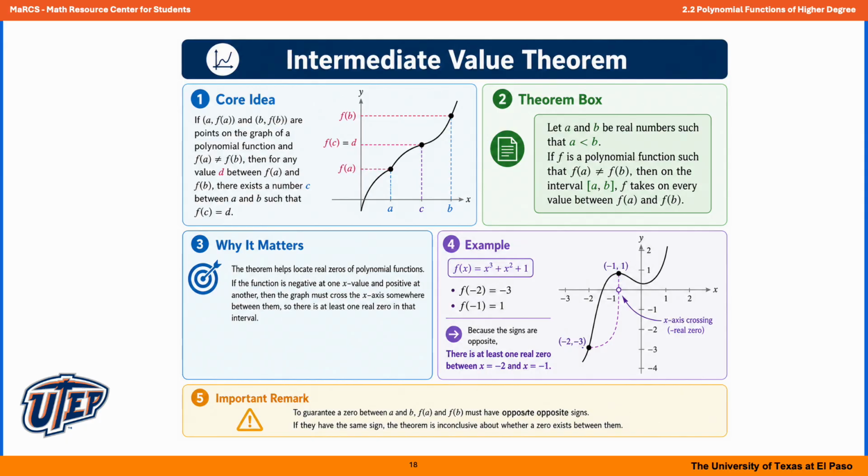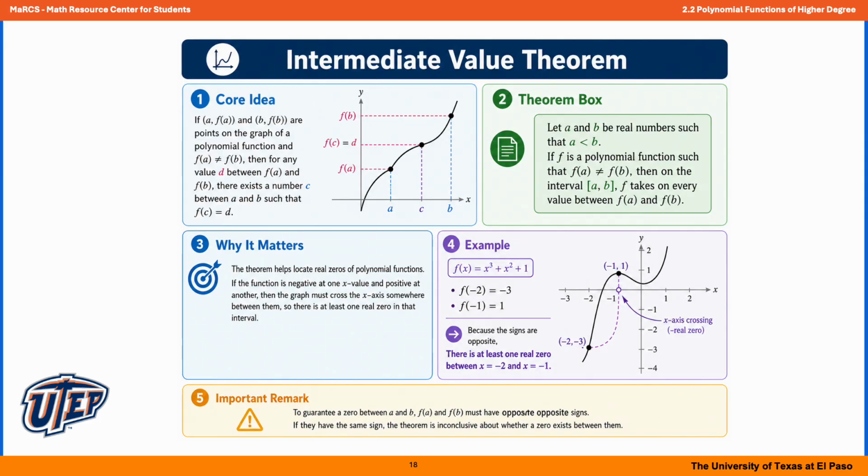Now this is important because this theorem will help us locate real zeros of polynomial functions. So if the function is negative at one x value and positive at the other, this will guarantee that the function will cross the x-axis somewhere between those 2 points, and that'll mean that there is a real zero between that interval.